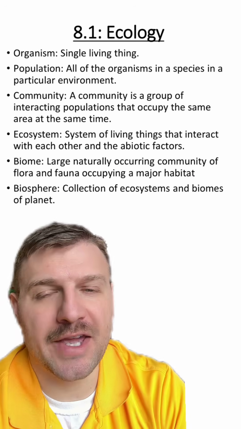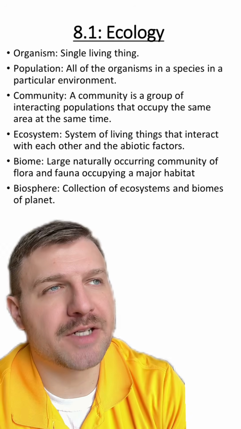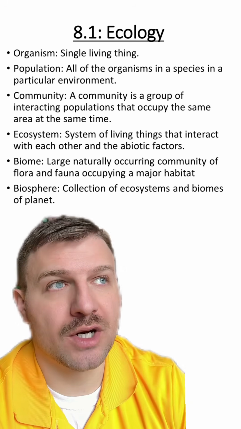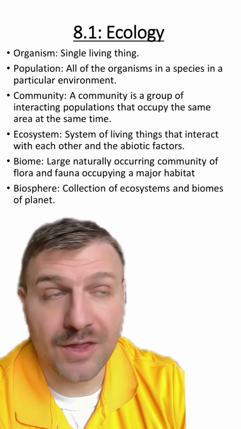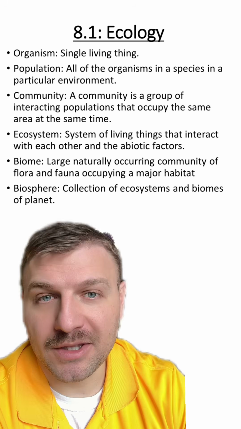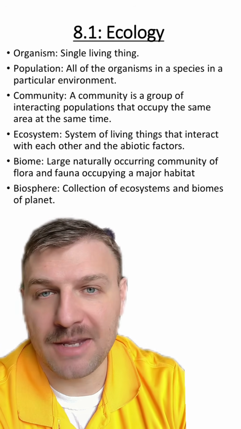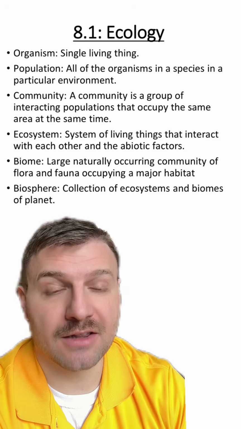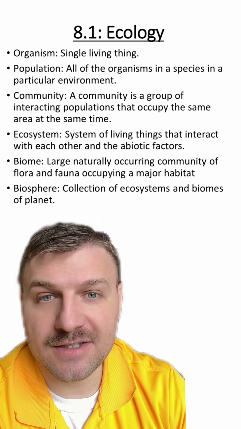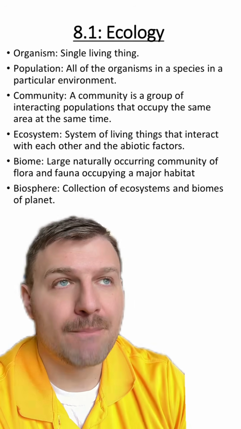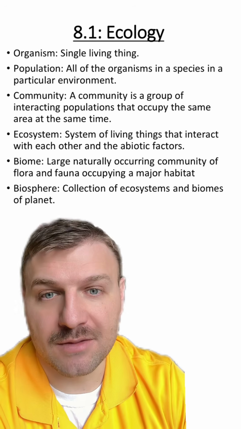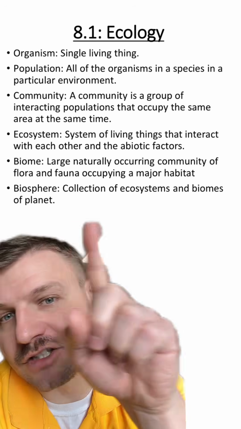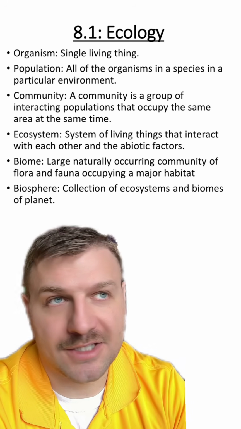Now, within ecosystems, we have different levels of organization. We talked a little bit about this in the first unit when we looked at science in general. Basically, we're looking at how things are organized by their size. We start out with an organism, which is a single living thing, and a population, which is many of one species living in a particular environment. Communities are many different interacting species living in the same place at the same time. An ecosystem adds on the abiotic factors. Biomes are larger scale ecosystems that have common flora or fauna occupying that same habitat. And then the biosphere is everything that's included in the Earth.